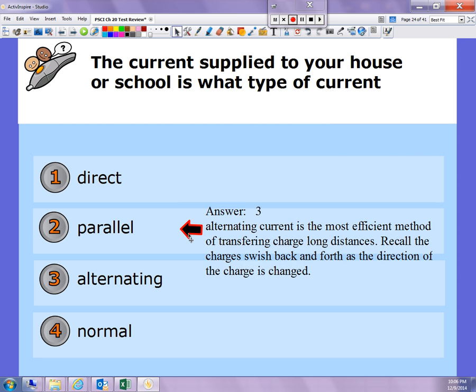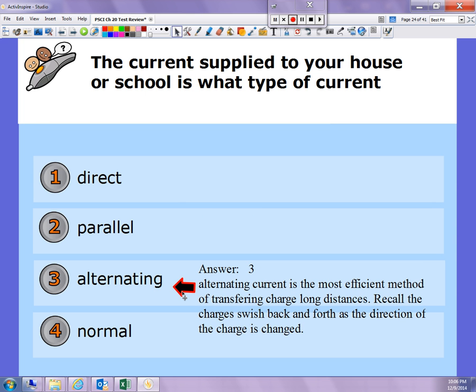Okay, so it is alternating current. Remember, this is a type of circuit, it's not a type of current. So alternating current is the most efficient way of transferring the electrical energy, because the charges don't have to move very far. They just kind of swish back and forth in place. We push them right and then pull them left, and they just move back and forth, alternating direction. And so that's our outlets in our schools and our houses and anything else, okay?